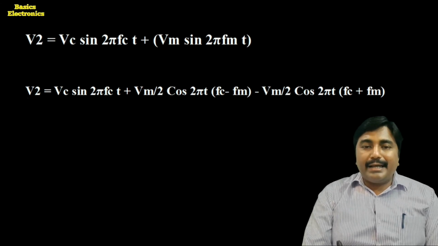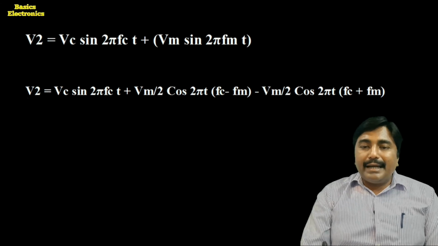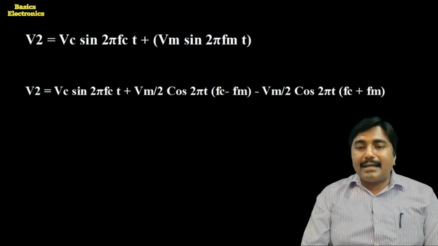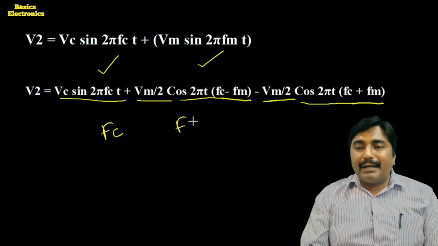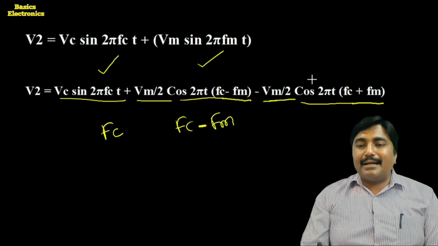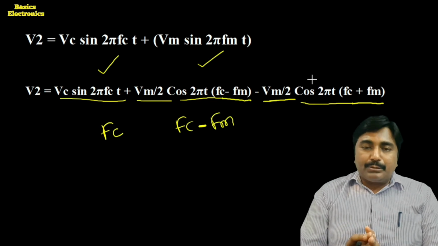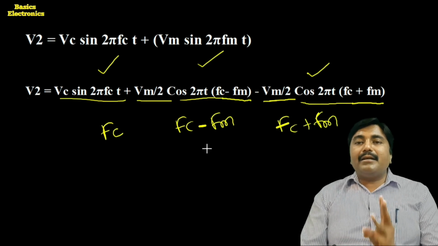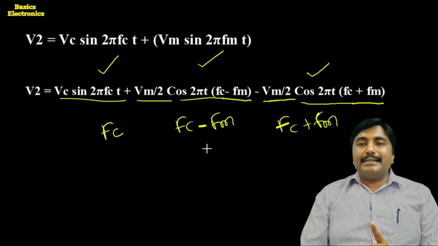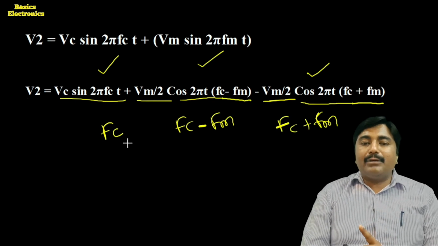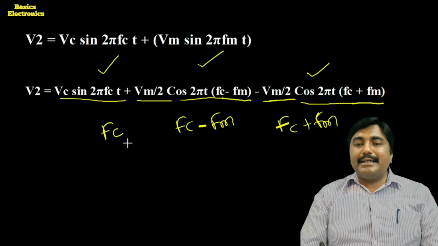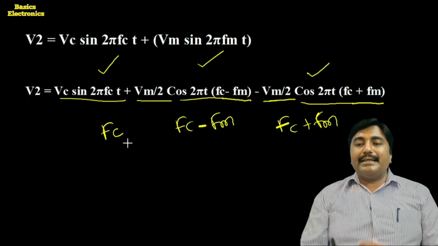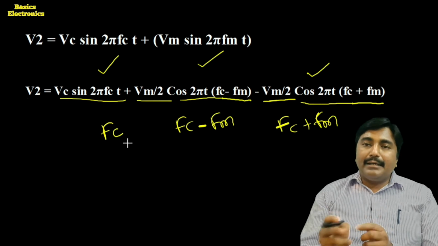Okay, so here we get fc, here we get fc minus fm, and the third one we get is fc plus fm. Means as a part of the process, after the amplitude modulation, we get three frequencies. First one is the carrier frequency denoted by fc, second one is the carrier frequency minus fm, and third one is the carrier frequency plus fm.